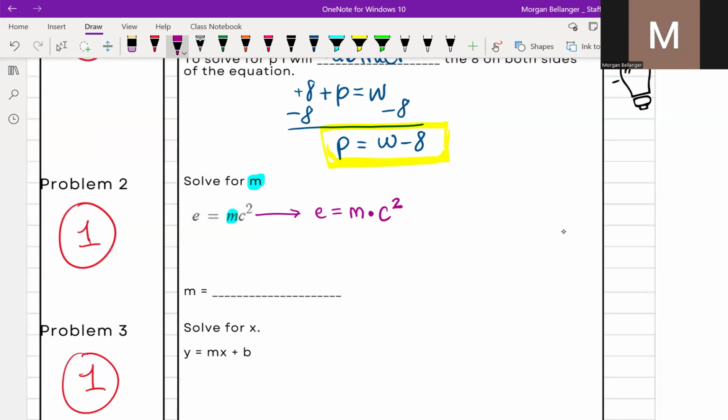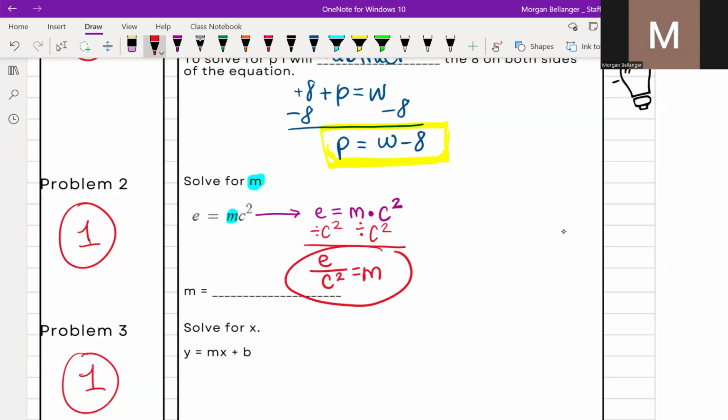So how we're going to get the M by itself is we need to get rid of that C squared somehow. Now, notice that C squared is multiplied to M, so we would just do the opposite of multiplication, which would be division. So I'm going to divide both sides by C squared. So we will have E over C squared is equal to M. And that's all you're going to have to say for when you solve for M.